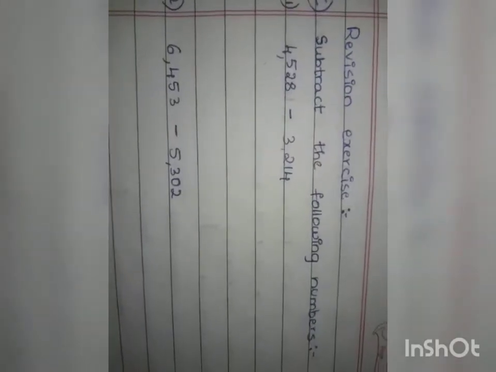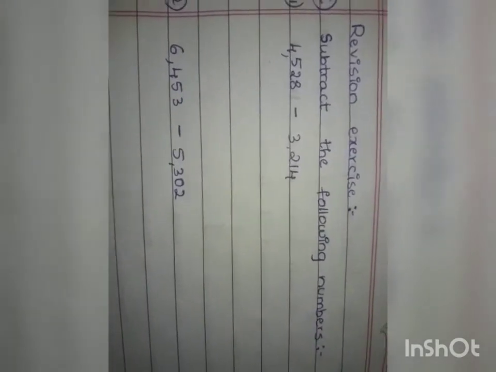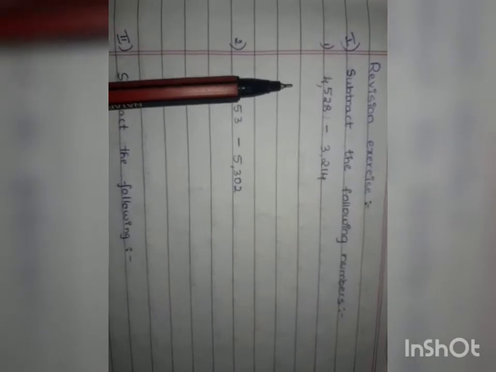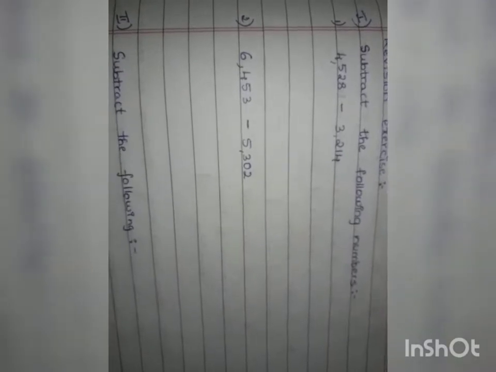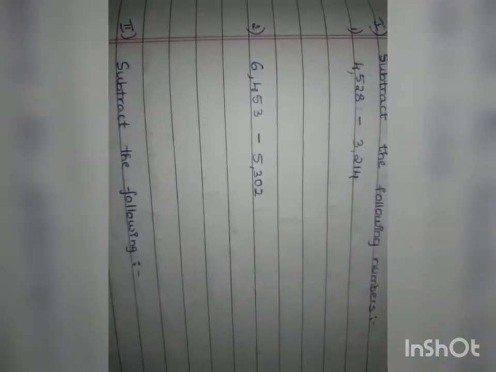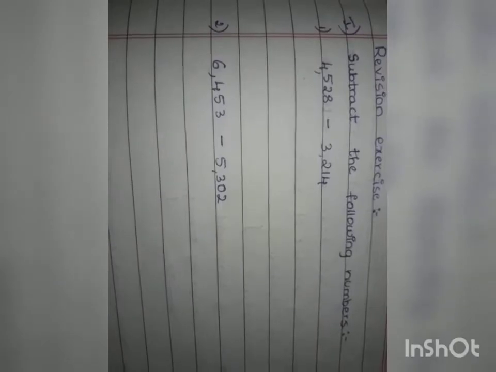So let us now quickly go through some revision exercises to recall whatever you have learnt in 4th standard. First is subtraction with 4-digit numbers without borrowing. Okay, we'll simply subtract these numbers. So what is the first question given there? First question is 4528 minus 3214. So we'll subtract them first.